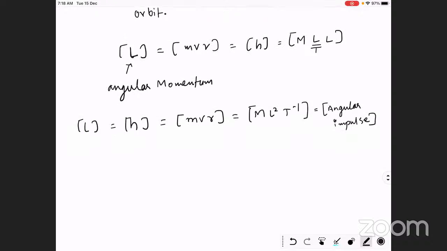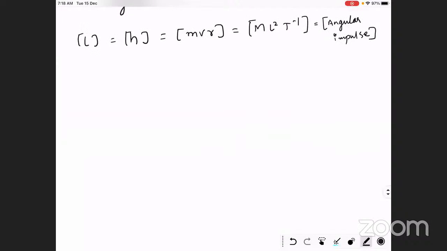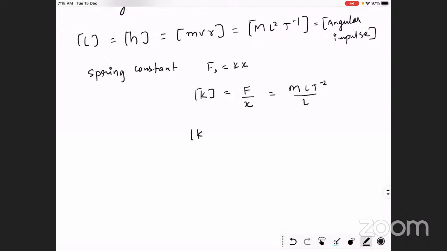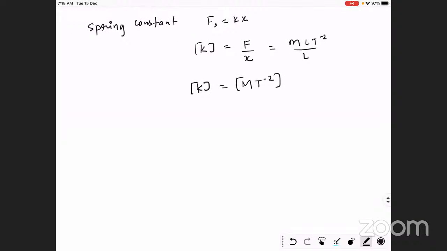Okay. Now let's talk about the dimensional formula of spring constant. Spring constant. So spring force is kx, right? So spring constant has dimensional formula of F upon x, M L T minus 2 upon L. Dimensional formula of spring constant is M T minus 2. Understood? If any doubt, please ask.